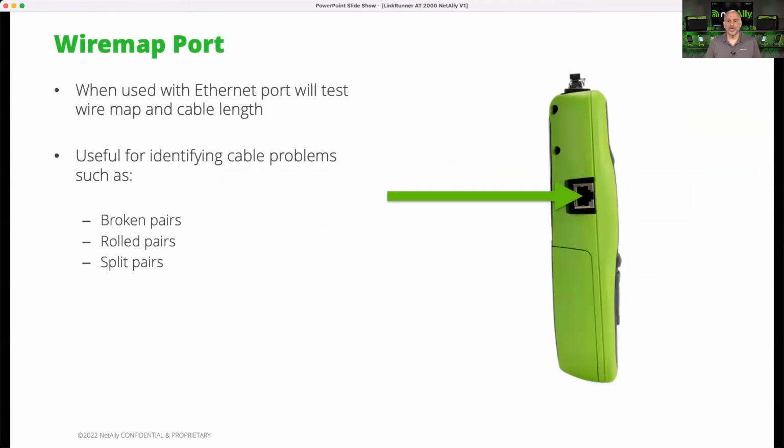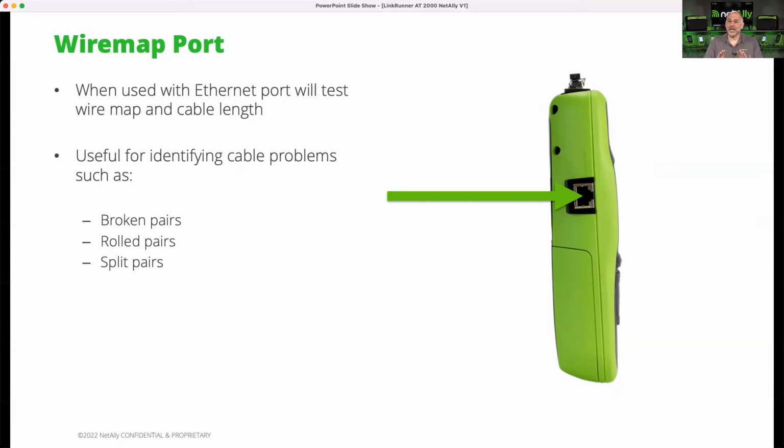Sometimes we just want to make sure a patch cable is good. So what we'll find is that we can plug one end of the patch cable into the wire map port, plug the other end into the port on the top, and we can do a wire map. This is going to tell us how long it is and let us know that everything's working okay.